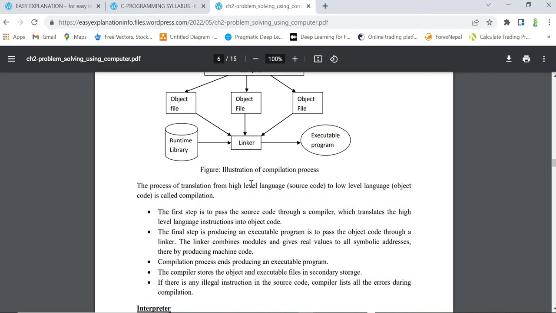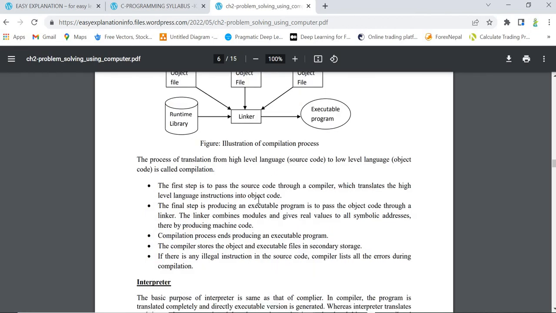The process of translation from high level language to low level language is called compilation. Okay, so this is the definition. Converting high level to low level is known as compilation. So high level we call source code, and low level we call object code, but when it is linked with the runtime library, we call that an executable program.